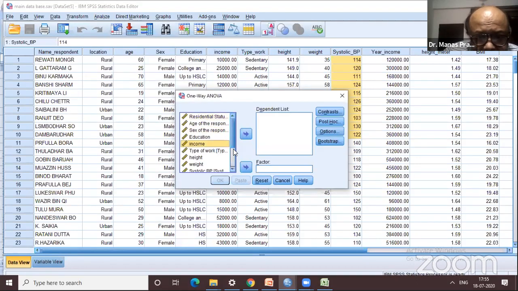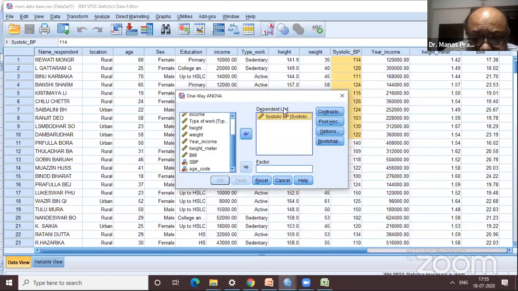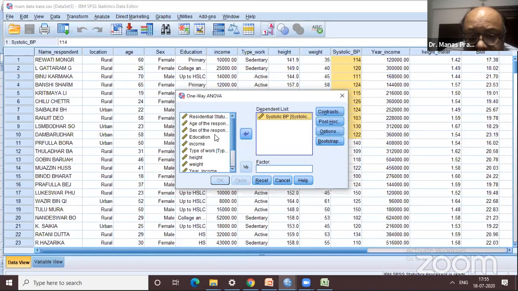So in the dependent list, I have to put systolic blood pressure because this is my dependent variable. This is the main variable that I am going to study. And the factor variable is just to identify which group this systolic blood pressure belongs to. Suppose with respect to education I want to see, so I have to select education and put it here.